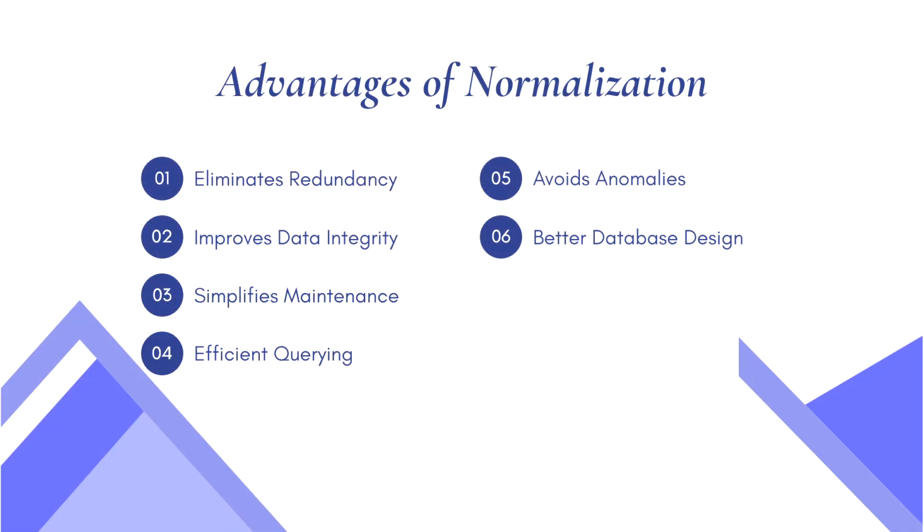Advantages of normalization. Normalization provides several benefits. Eliminate redundancy, that is, avoids storing the same data in multiple places. Second one, improves data integrity, which means it ensures the accuracy and consistency of data. Third one, simplifies maintenance. Changes are made in one place and reflected everywhere. Fourth one, efficient querying. Queries become faster and more logical. Fifth one, avoids anomalies. That is, it helps prevent insertion, deletion and updation anomalies. Sixth one, better database design. Overall structure becomes cleaner and easier to manage.